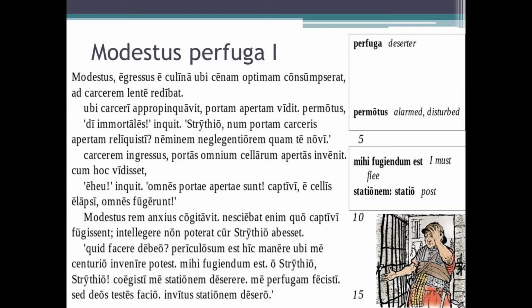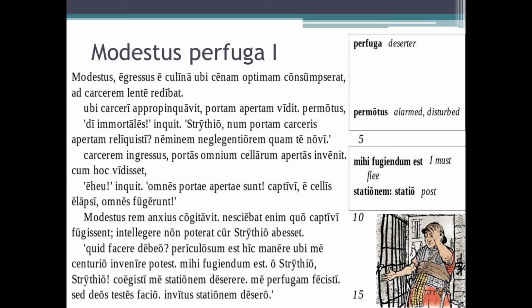Modestus, having gone out of the kitchen, where he had eaten an excellent dinner, was slowly returning to the prison. When he approached the prison, he saw an open gate. Alarmed, he shouted, "By gods! Strithio, surely you have not left the prison gate open? I know nobody more careless than you."